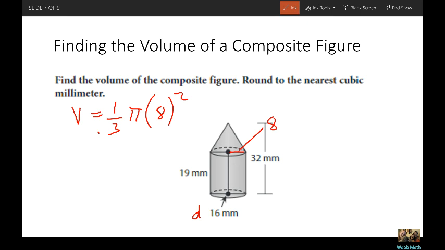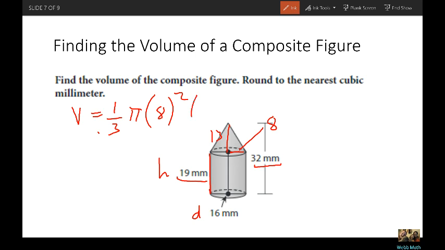Now what about the height? We don't know the height yet. We know that the height of the cylinder is 19, but we don't know the rest. Well, the total is 32, right? So 32 minus the 19. If you plug that in your calculator, you should get 13. So our height for our cone is 13. We had to use the total and what was given to us, so it's kind of a puzzle.